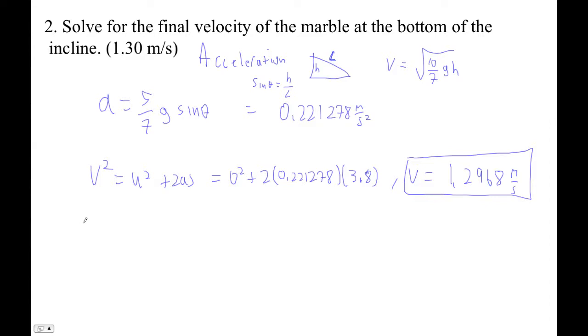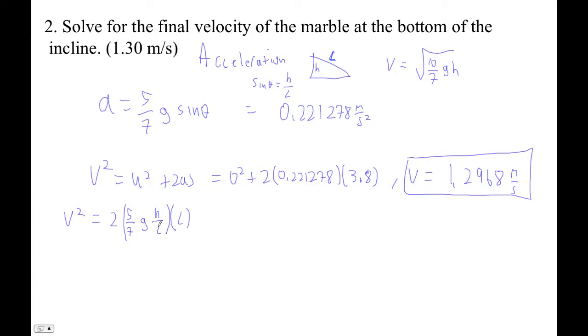So if we set this up for V, V squared is equal to U squared, which is 0, right? And then we've got 2 times, and then let's just plug this thing in, right? It's 5/7 times g times H over L, right? So that is my 5/7 g sine theta, right? All I've done is I've substituted, instead of sine theta, I'm saying it's H over L, right? And then that's times L.